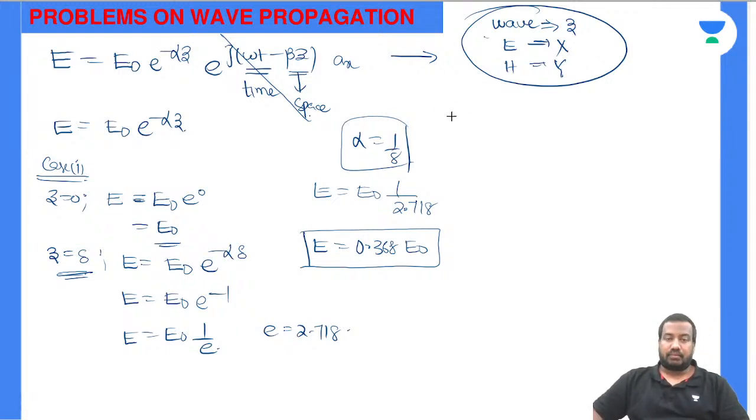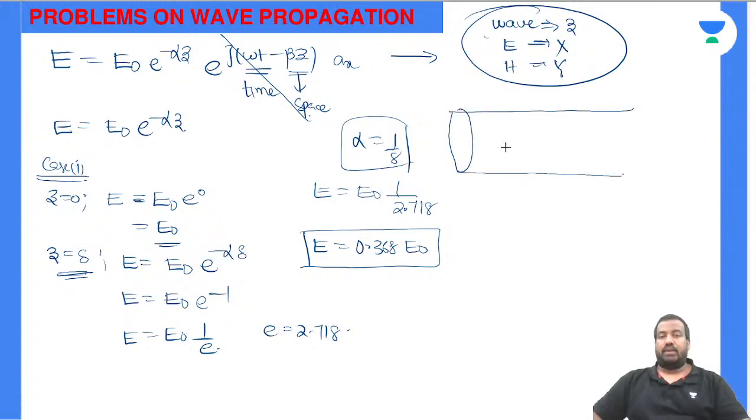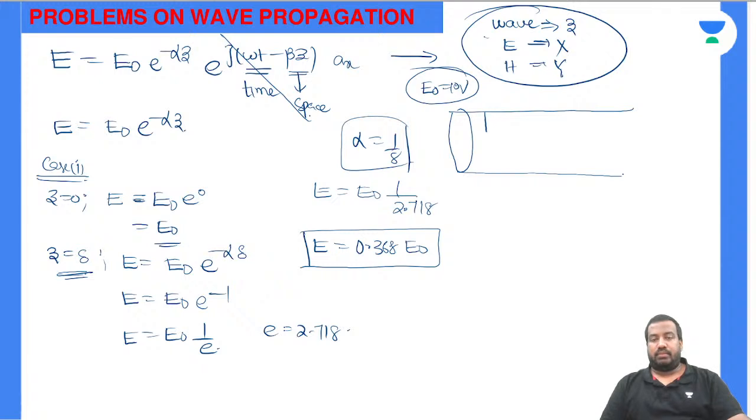See, this is a conductor. Let the initial amplitude be 10 volt and the delta value be 1 centimeter. So after it has travelled 1 centimeter, at this point, what will be the amplitude of the wave? 3.68 volt, because it will become 0.368 of the initial value.